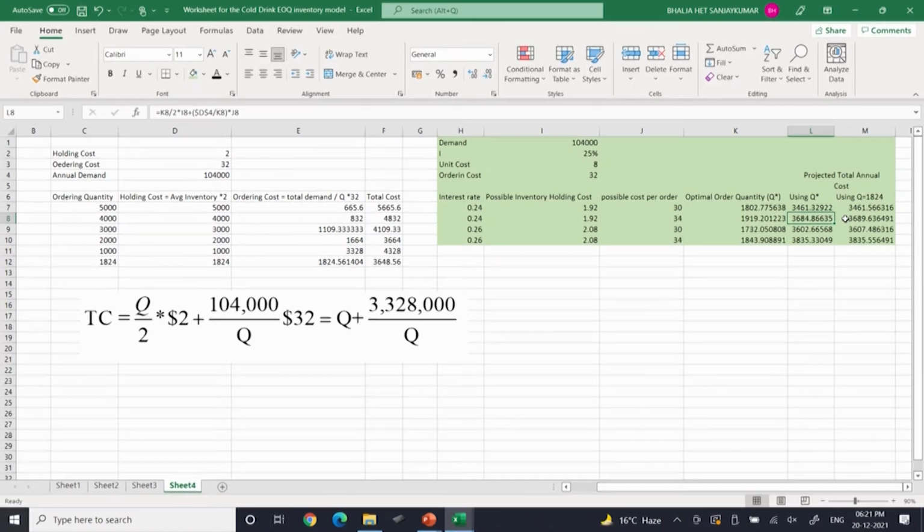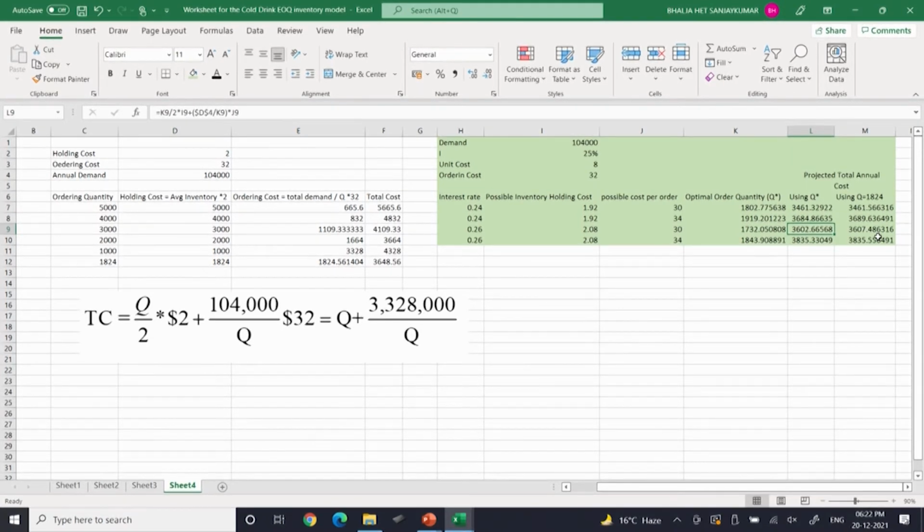And similarly, when the interest rate goes to 26% and the order cost is 30, we get another Q star. Q star is 1732. For that the cost is again 3602. But instead of 1732, if you order our initial value 1824, again the cost is only approximately 5 rupees different.